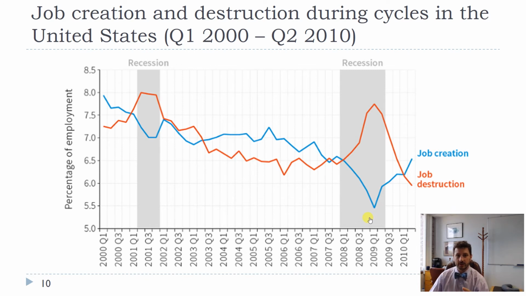One thing to note, though, is that 5.5% of jobs were still being created at the bottom of the recession. It's just that we were destroying a lot more jobs, which is why the unemployment rate went up.